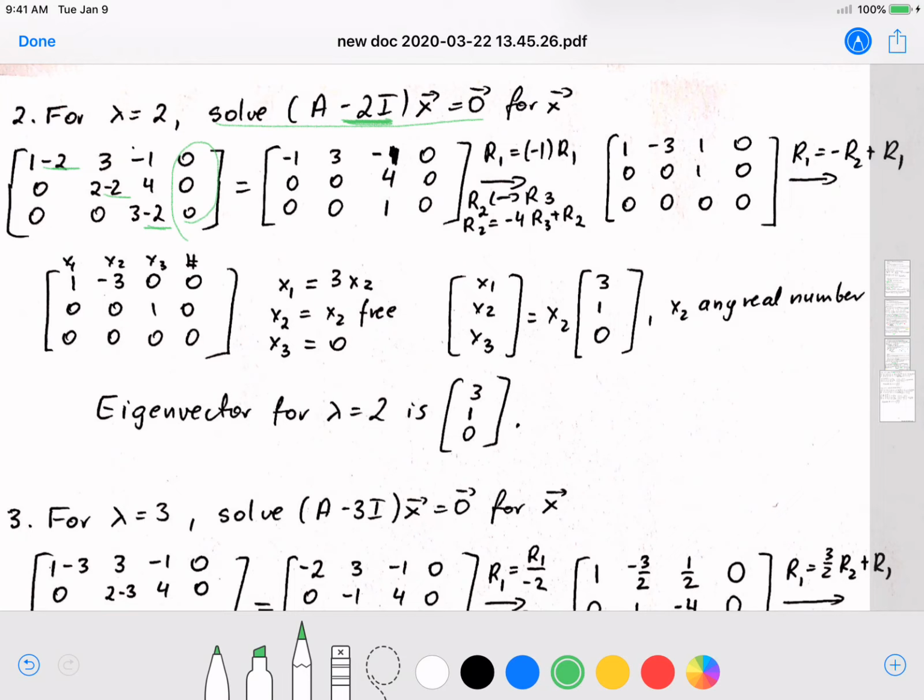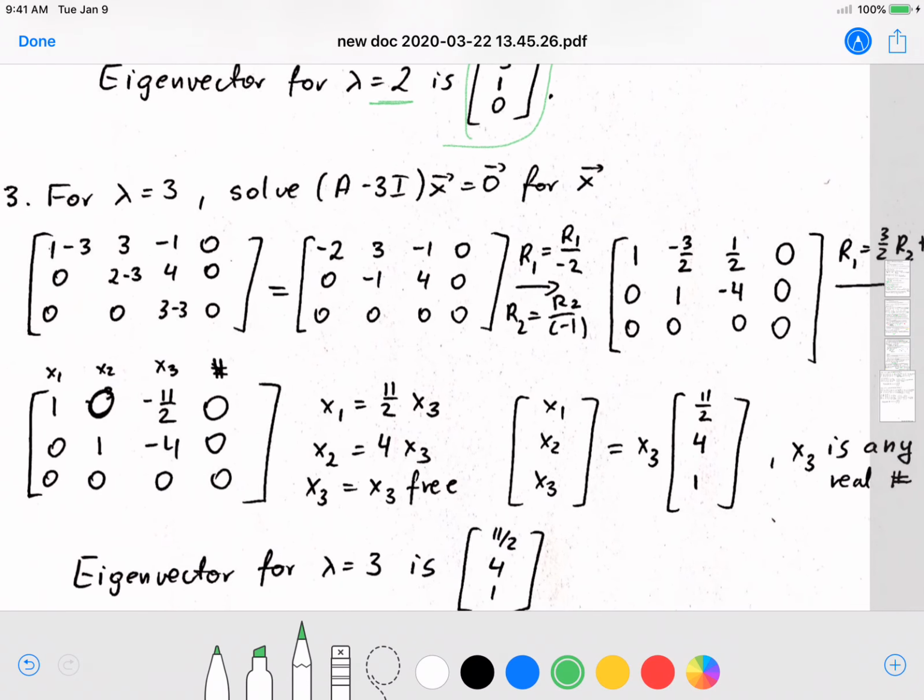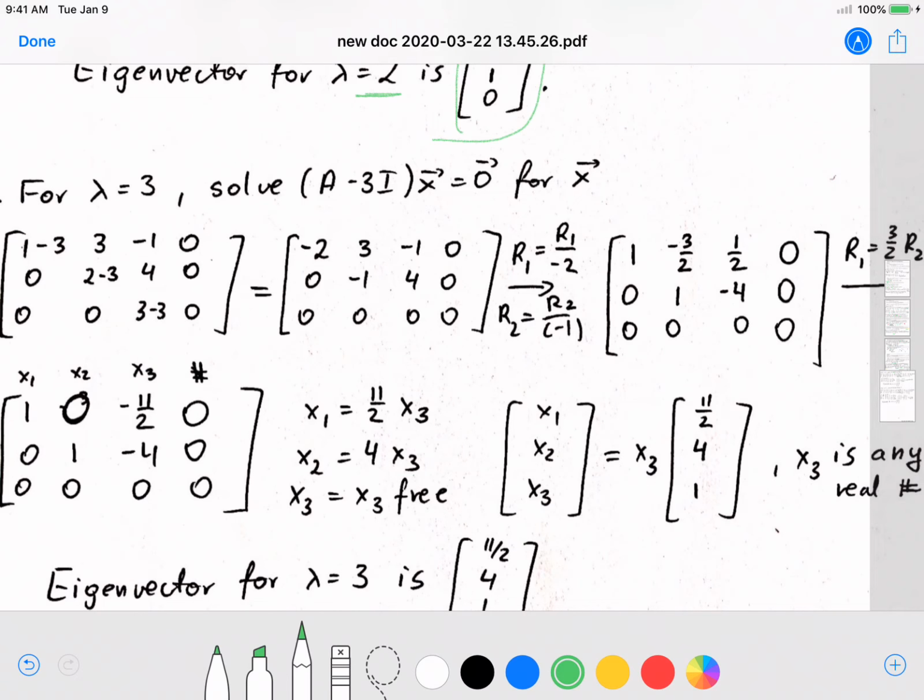So perform the row operations, reduce, basically solve the system. If you solve the system correctly, you should get the solution. So the eigenvector corresponding to 2 is this eigenvector.